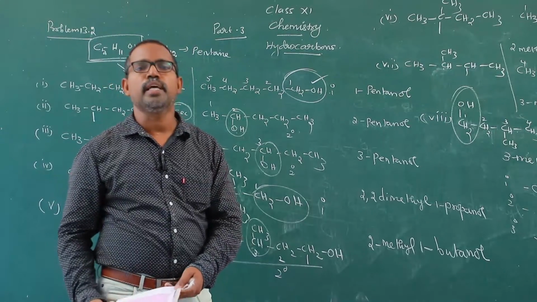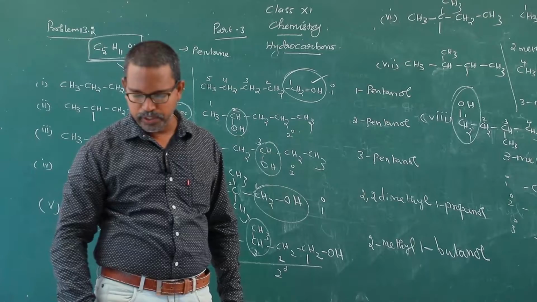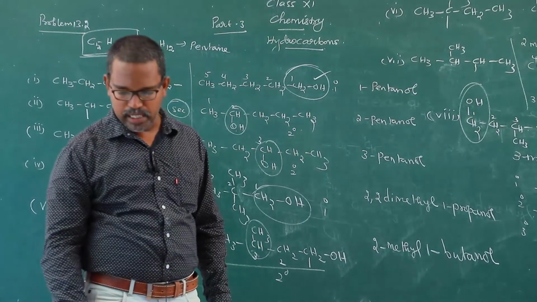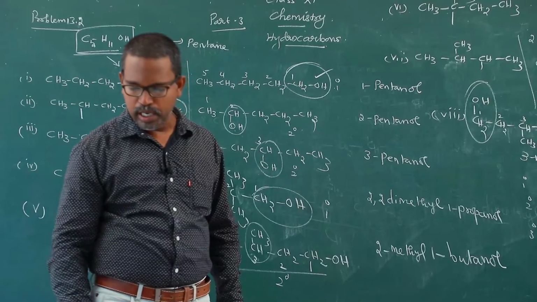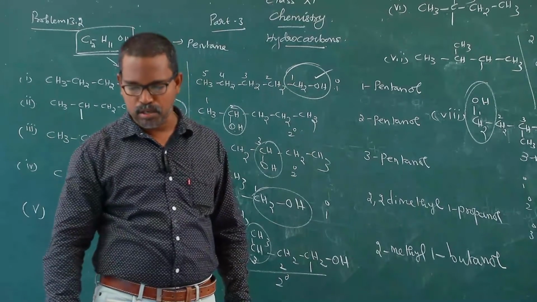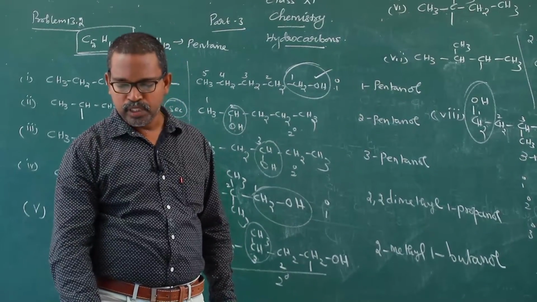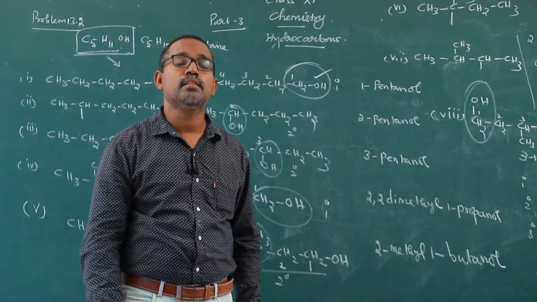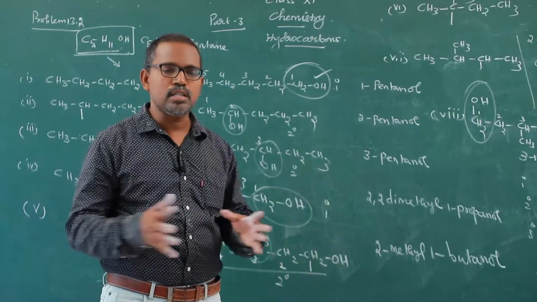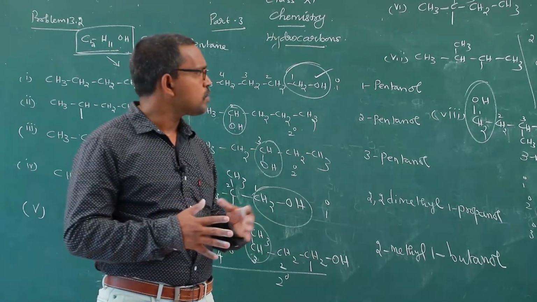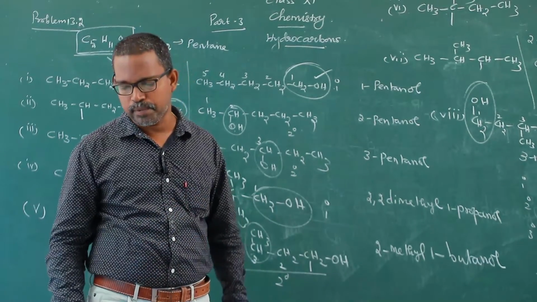So you go through the textbook for problem 13.2. The last one is problem 13.3, how to write the IUPAC name of compounds. It will be discussed in another class. You have also learned table 13.1, the summarization. All these terms are introduced to help identify the correct IUPAC name of a compound.